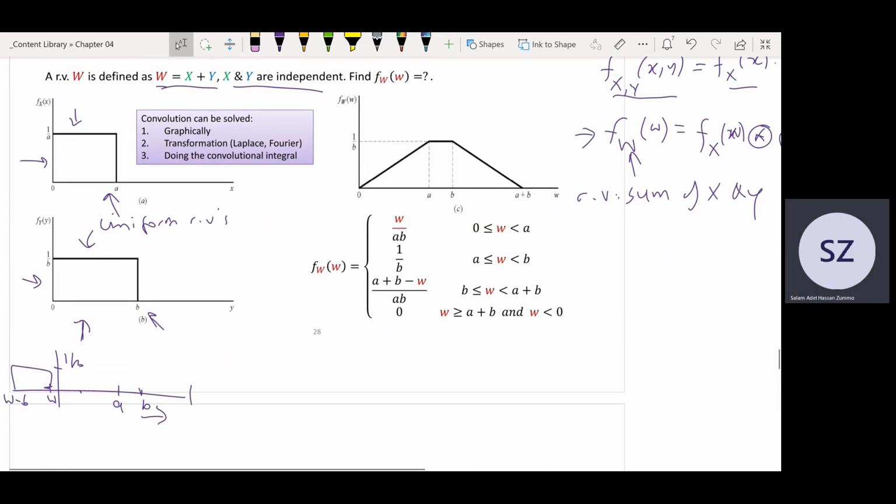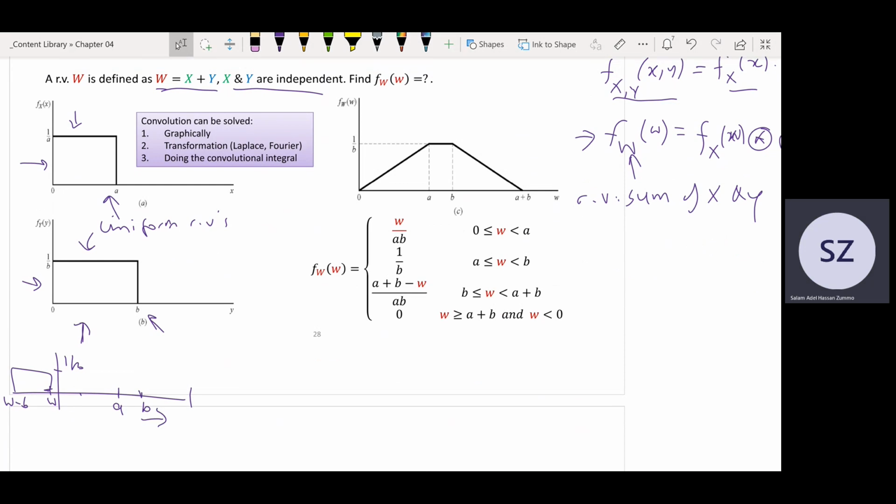How can I get the value of W, say, for W bigger than B and just A? You need to integrate. I explained only the shape: before 0 it is 0, and then between 0 and W it keeps increasing linearly. This is what I did. In order to find the values you need to multiply this with this and integrate from 0 to W, for a specific W. That is why 1 over B shows up here. And you need to do integration.